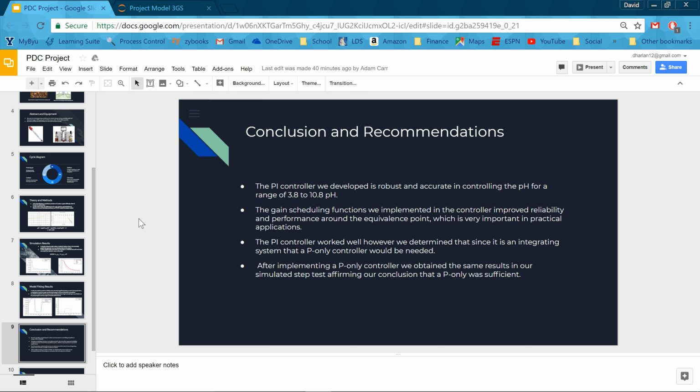Now the PI controller worked really well. However, we determined that since pH is really an integrating system, we could, in theory, implement just a P-only controller, and that should be sufficient. So as a future direction, we would like to implement a P-only controller in a system like the BioFlow 320 to see if it is sufficient to control the pH and maintain the set point.